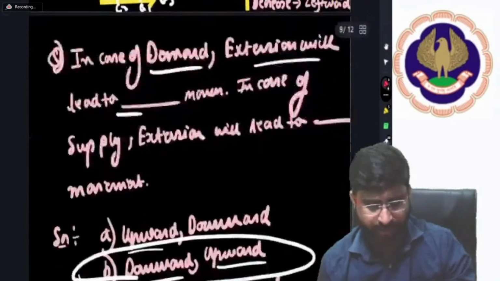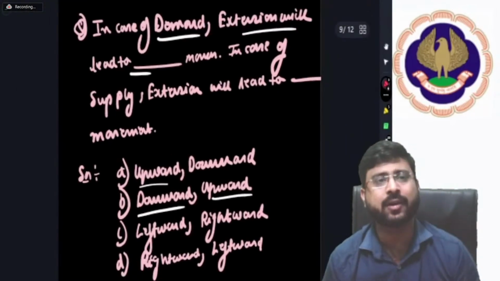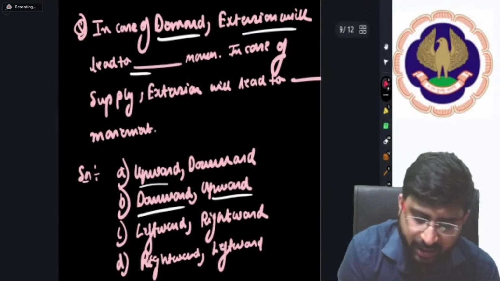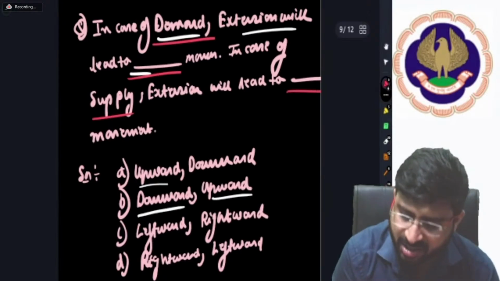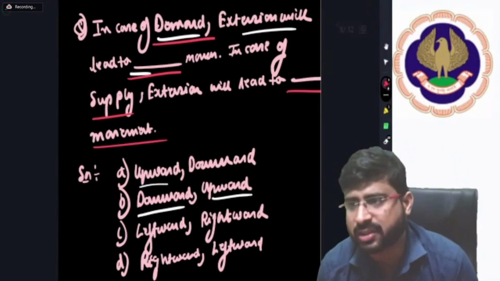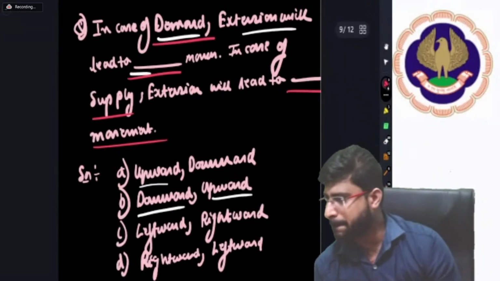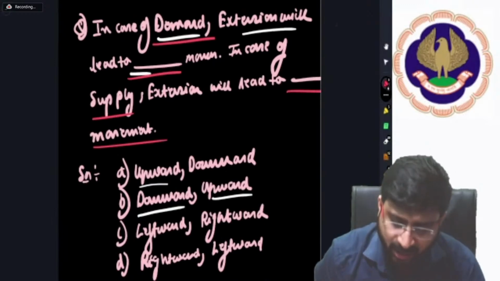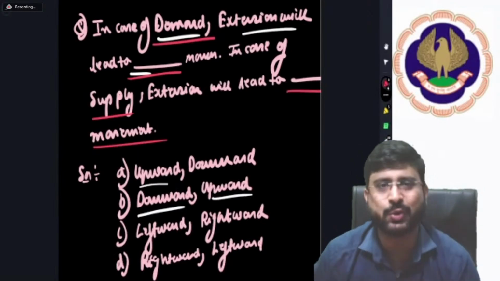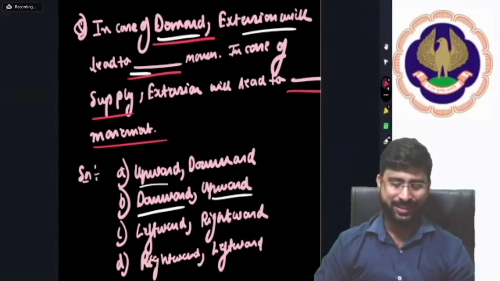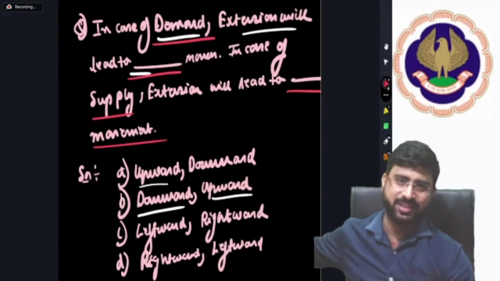So let's go on, guys. Let's talk about this question. Let's see who of you answers this correctly. In case of demand, extension will lead to dash movement. In case of supply, extension will lead to dash movement. Come on, guys, answer this. A very important MCQ. A, B, C, or D? Come on, answer it, friends.